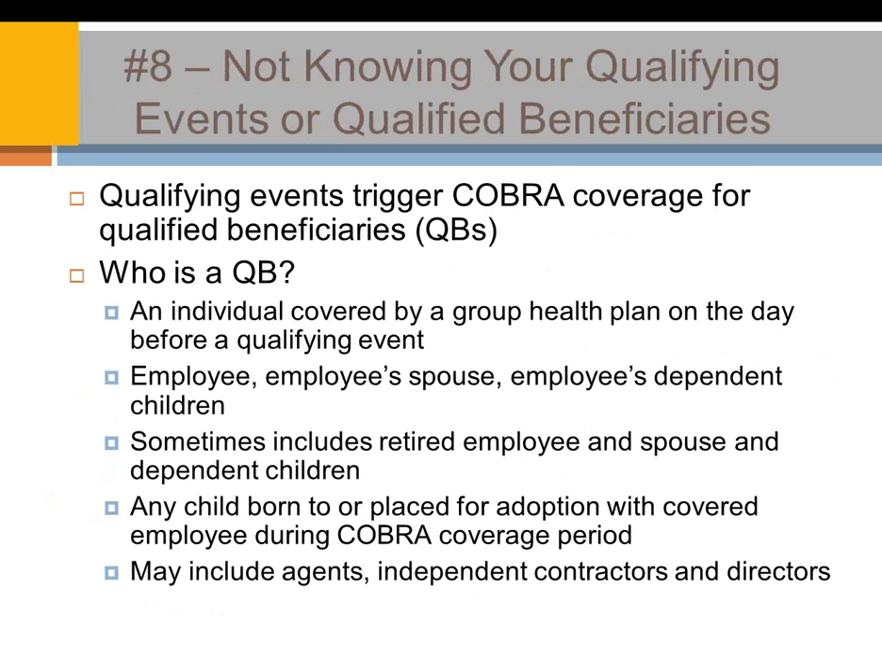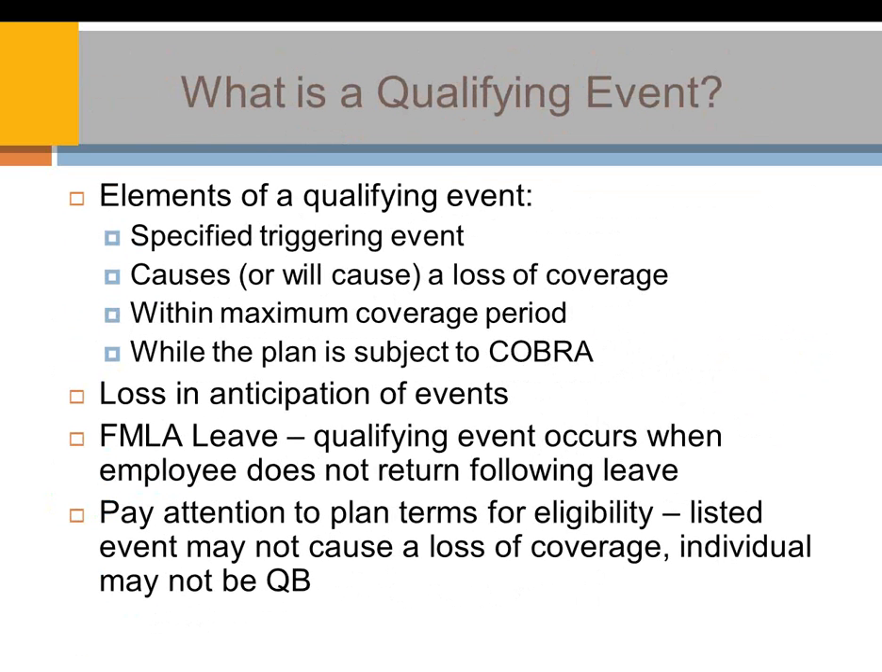You do have to deal with adoption, and sometimes you'll include independent contractors and directors inside the health plan if, again, they're continuing coverage. What are qualifying events? These are the things that, again, trigger the qualified beneficiaries to continue coverage, but it requires a cause or will cause a loss of coverage, and there are maximum coverage periods depending upon the type of qualifying event it might be. The minimum is 18 months, and then it can go up to 36 months.